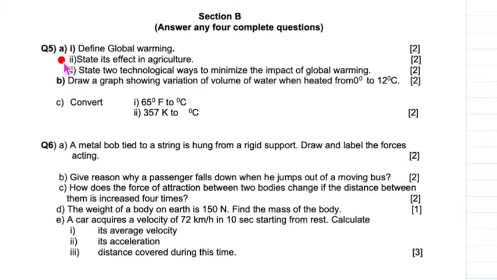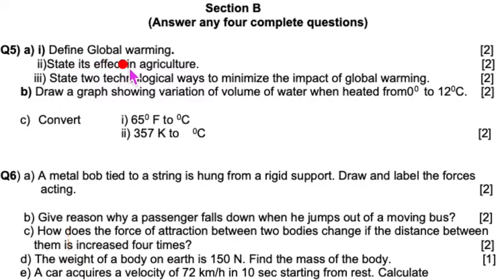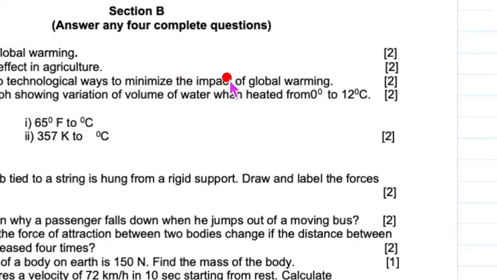Here in section B, first one says define global warming, state its effect in agriculture, state 2 technological ways to minimize the impact of global warming. Now these are all learning topics, so you have to learn these by heart, prepare these questions. Let us see how we write them.